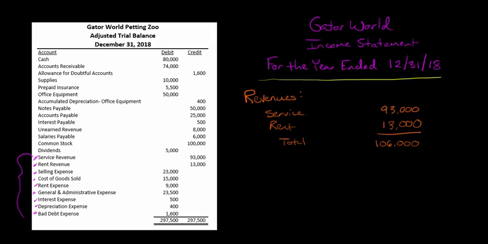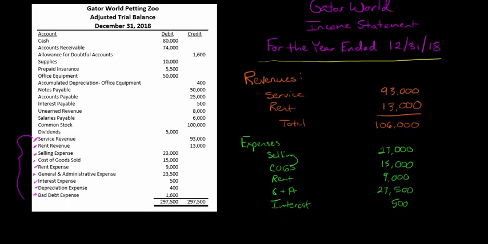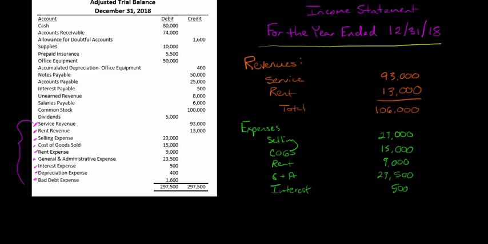Now we go on to expenses. For our expenses, we have selling expense of $23,000. And then we've got cost of goods sold. I'll just abbreviate it as COGS. That's $15,000. And then we have rent expense of $9,000. And then G&A expense, G&A, salaries and so forth, $23,500. Interest expense of $500. Depreciation is $400. And then bad debt. So we've got some bad debt expense of $1,600.